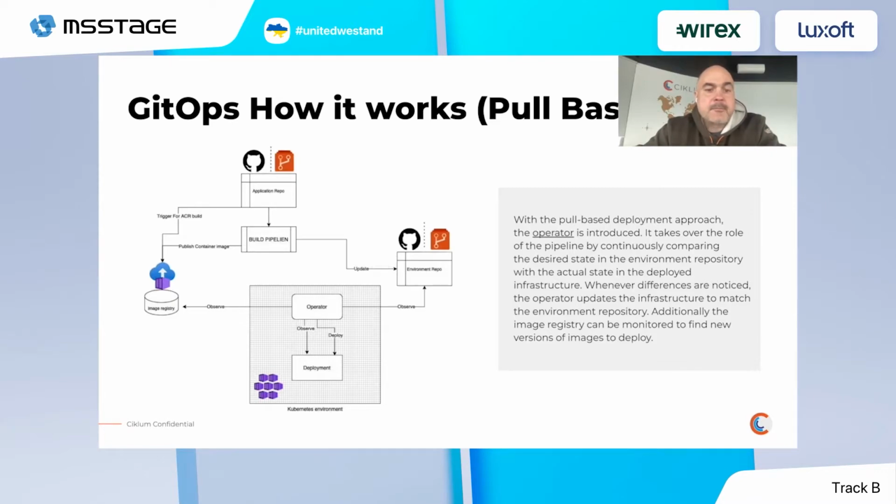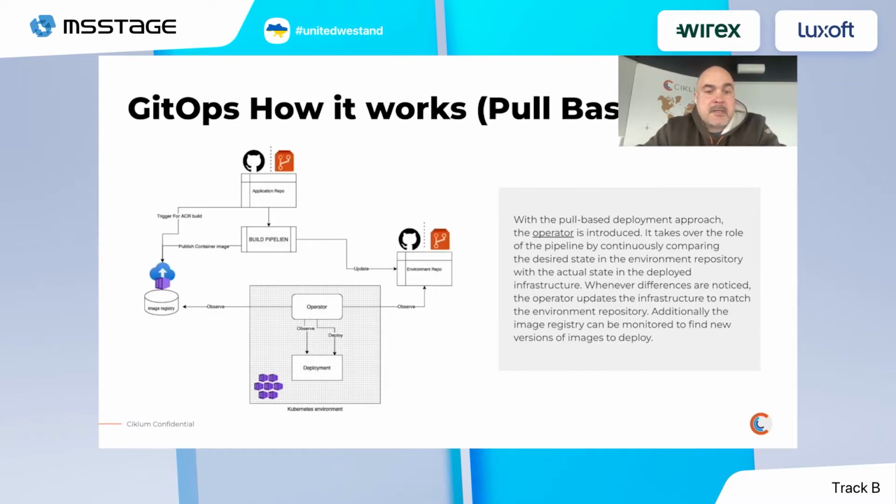Next is a pull-based deployment. In this deployment, we also have an application repo and also processes that are responsible for building and updating the repo. But in this case, a new thing appears, the operator. What is this operator? The operator observes the repository for changes, and if any appear, it updates the deployment in Kubernetes.